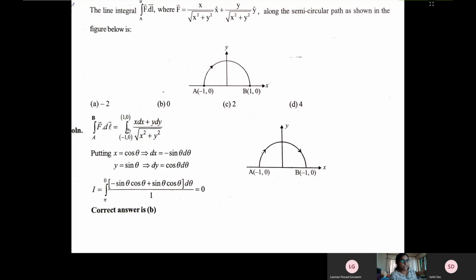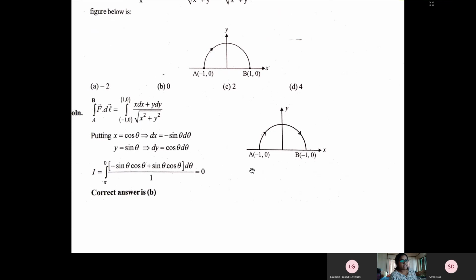So you write from minus 1, 0, this is minus pi, okay, and you are going from minus pi to 0, because if this is the 0 and the rotation is like the rotation from 0 to 2 pi, here the contour rotation is from minus pi to 0. So you take the integration as minus pi to 0. So here, after simplification you get the result, okay.